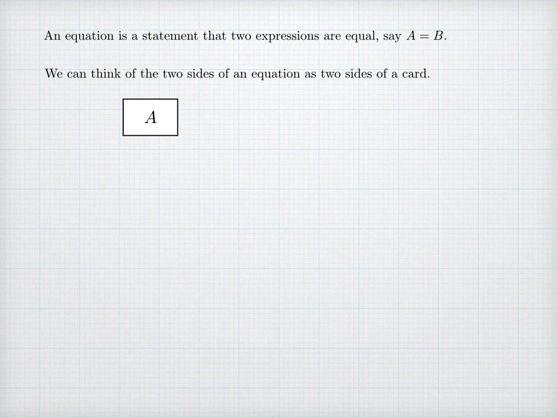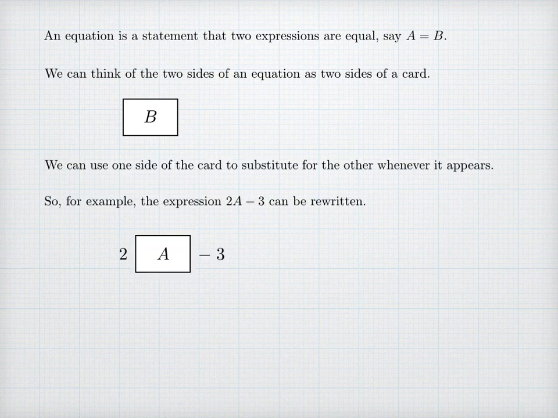So for the equation A equals B, on one side the card would be A, and if we turn the card over, we see the value B. What this means is anytime I have an A, I can turn this card over and replace it with B. So for example, if I had an expression 2A minus 3, imagining that A is a card, I turn the card over, and it becomes 2B minus 3.